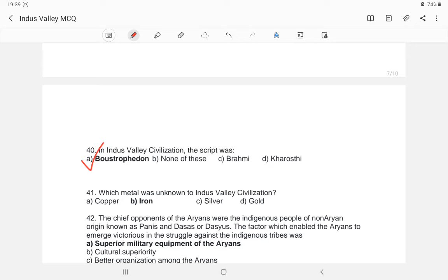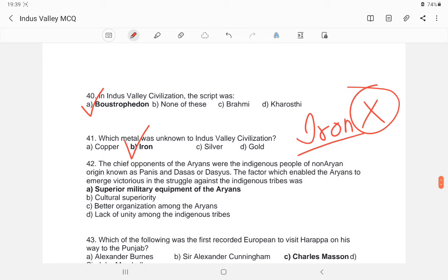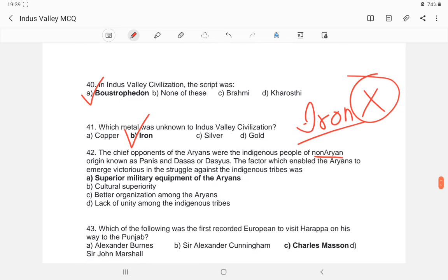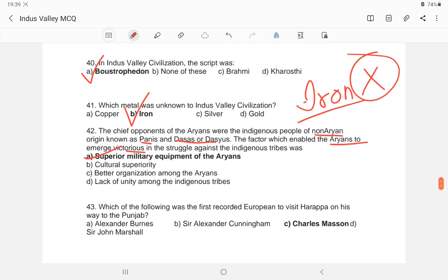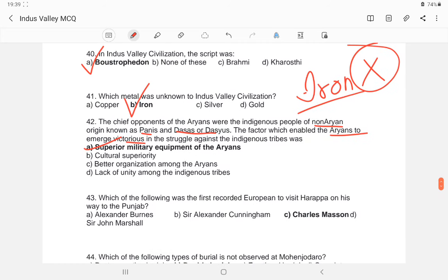Which metal was unknown to the Indus Valley civilization? Already told you, it is iron. Iron was not known to the Indus Valley civilization. It was during the Aryans. After that, Iran discovered iron. The chief opponents of the Aryans were indigenous people known as Panis and Dasas or Dasyus. The factor which enabled the Aryans to emerge victorious was the superior military equipment of the Aryans. We'll come back to the Aryans later.